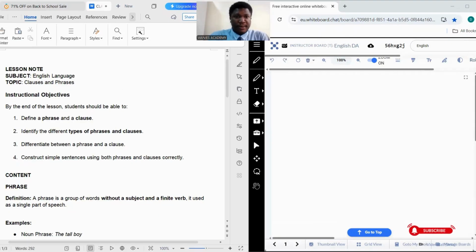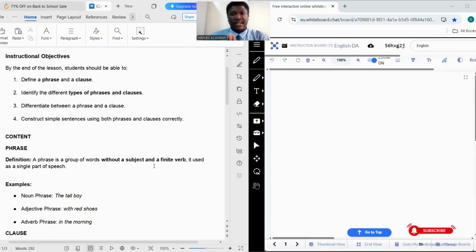Today we're going to be talking about clauses and phrases. Now, these are the objectives of this lesson. The first is to define a phrase and a clause. The second is to identify the different types of phrases and clauses we have. The third is to differentiate between a phrase and a clause. And the fourth is to construct simple sentences using both phrases and clauses correctly. So let's jump straight into the lesson.